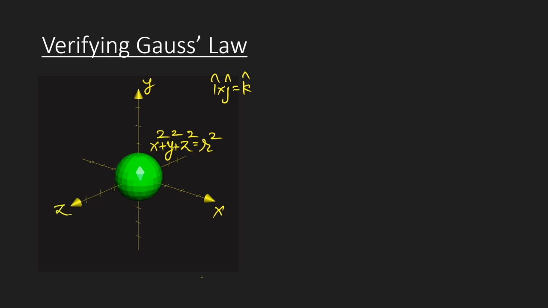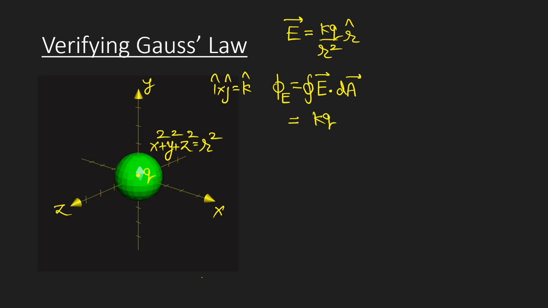Now, if we consider a point charge q to be placed at the origin, we can write the electric field at any point on this sphere by Coulomb's law, which will be kq upon r square, r cap. This symbolizes the direction, and it symbolizes that it is radial. Now if we were to write the electric flux, phi e is going to be equal to the integral over this entire sphere of E dot dA. This is just Gauss's law. Now we can replace E by kq over r square r cap dot dA.